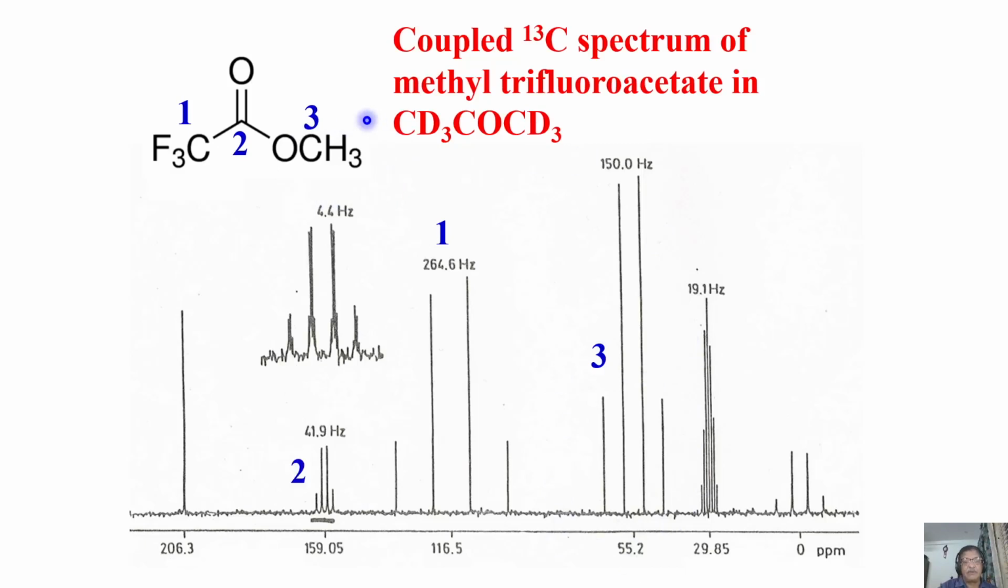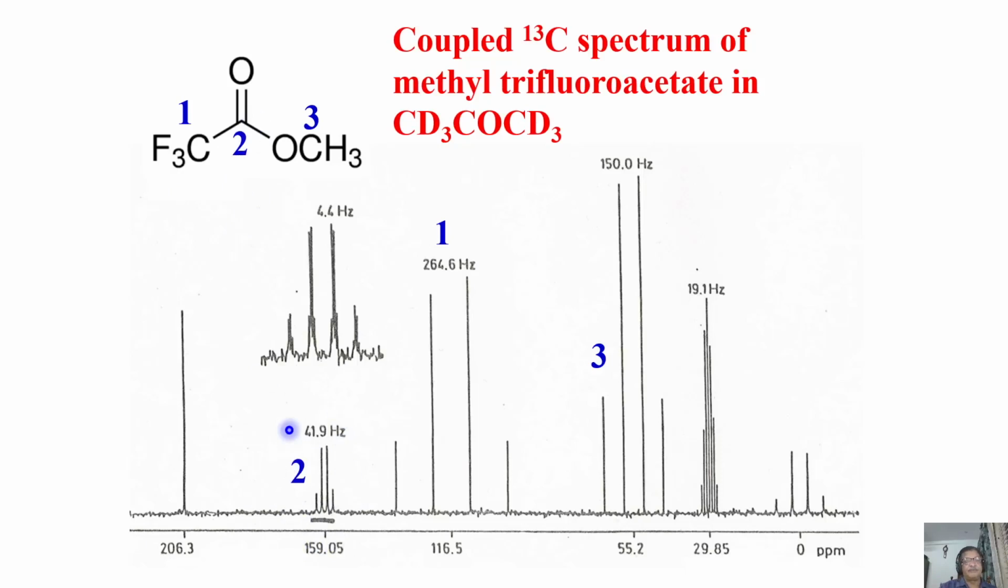What is the next one? Why is this a quartet? This carbon is two bonds away from the fluorines, and the two-bond carbon-fluorine coupling is not small. It is of the order of 30 to 40 hertz, or sometimes 50 hertz. This coupling is about 40 hertz. As a consequence, this is a carbonyl carbon coupled to three chemically equivalent fluorines, the CF3 group. As a consequence, this CO carbon is a quartet.